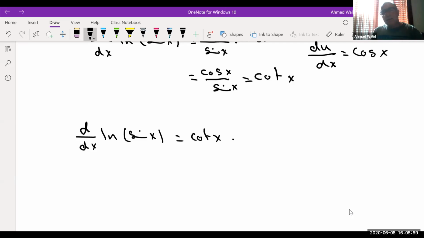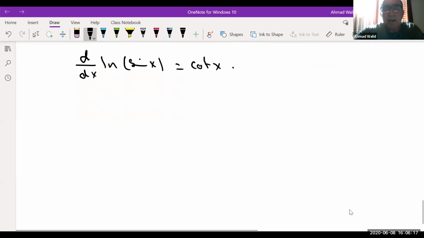Examples are really easy if you get the concept. What is the concept? The concept is d dx of ln u is 1 over u times du dx, or g prime x over g of x. That's it. Whichever kind of problem they give you, it's easy. Let me do another example.